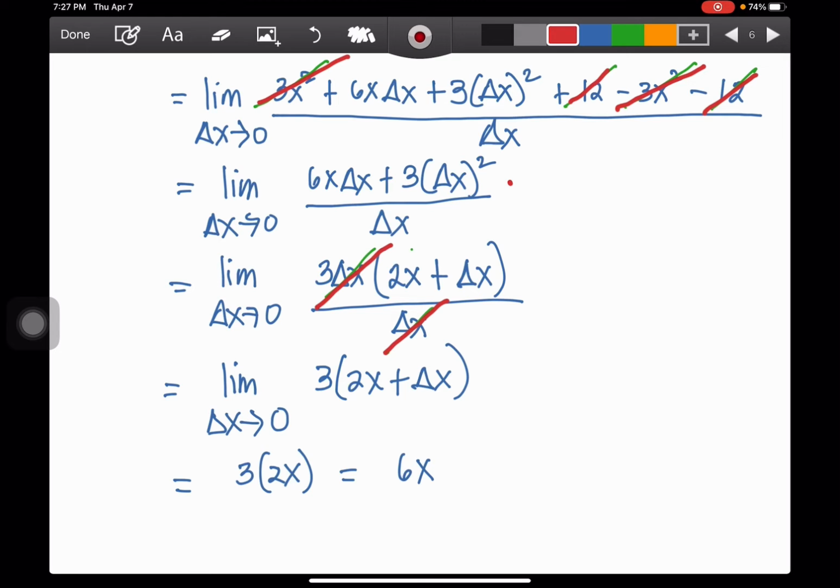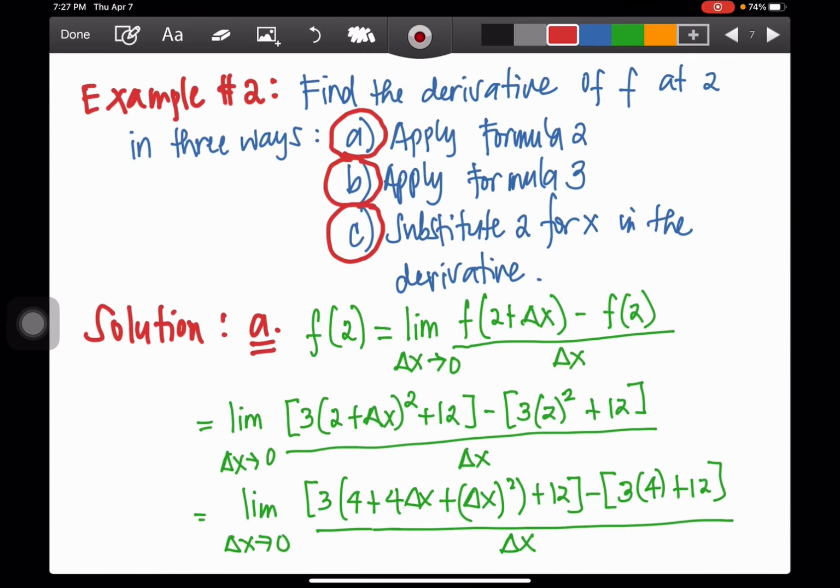Now if we apply our theorem on limits of functions, delta x will become 0, so that our final answer is just 6x. Okay? Let's have example number 2.